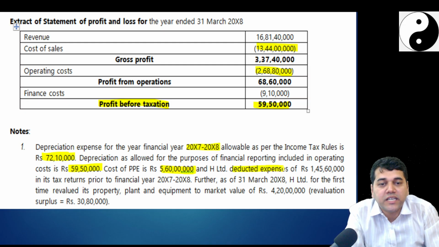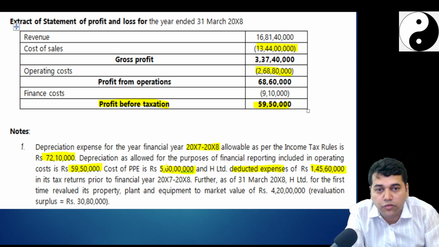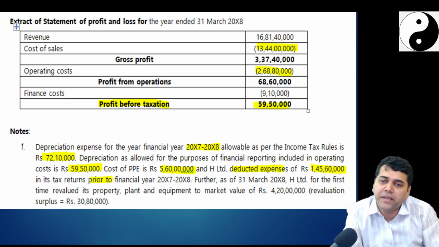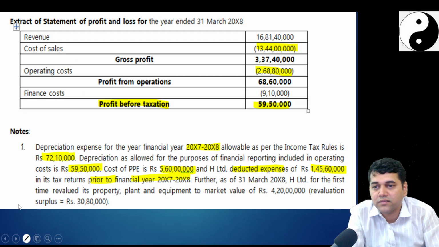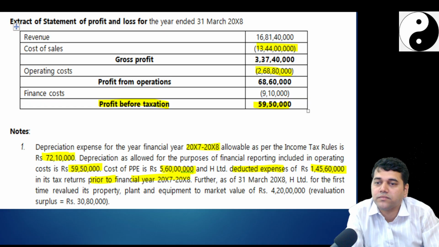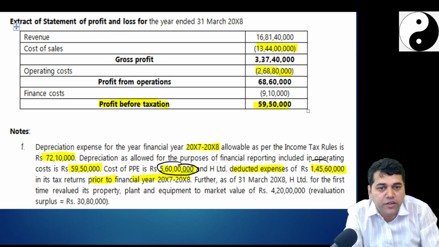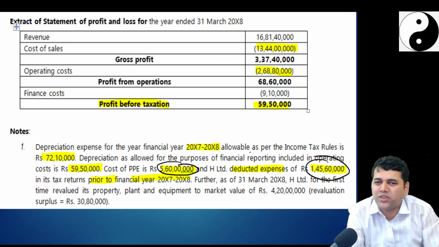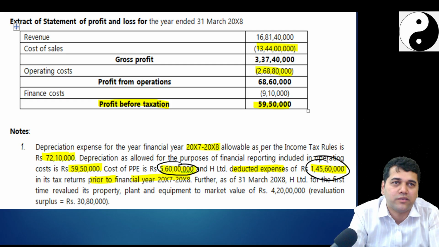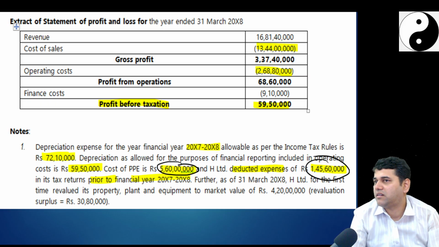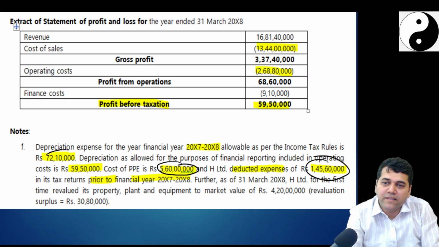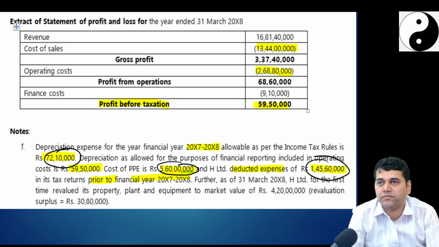And H Limited deducted expenses of 1 crore 45 lakhs prior to financial year 17-18. So if you are looking for the tax base, what is my tax base? 5.6 minus 1.45, because you deducted some expenses, God knows what expenses they are, from the cost, some sort of expenses, plus 72.1 is going to give you the tax base.